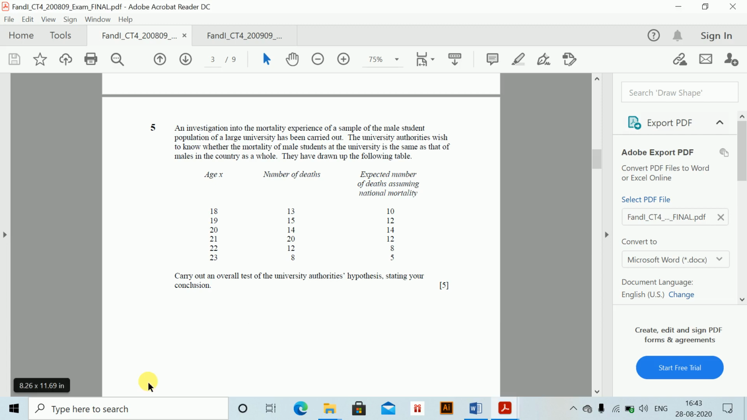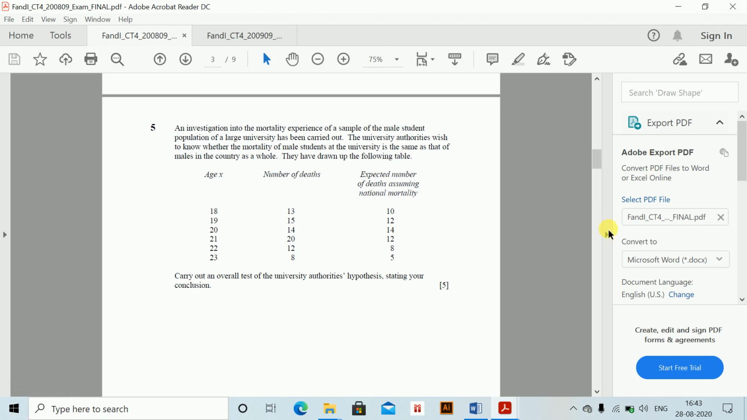Graduation. An investigation into the mortality experience of a sample of male student population of a large university has been carried out. The university authorities wish to know whether the mortality of male students at the university is the same as that of males in the country as a whole. They have drawn up the following table: age x, number of deaths expected. Carry out an overall test of the university authorities' hypothesis, stating your conclusion.